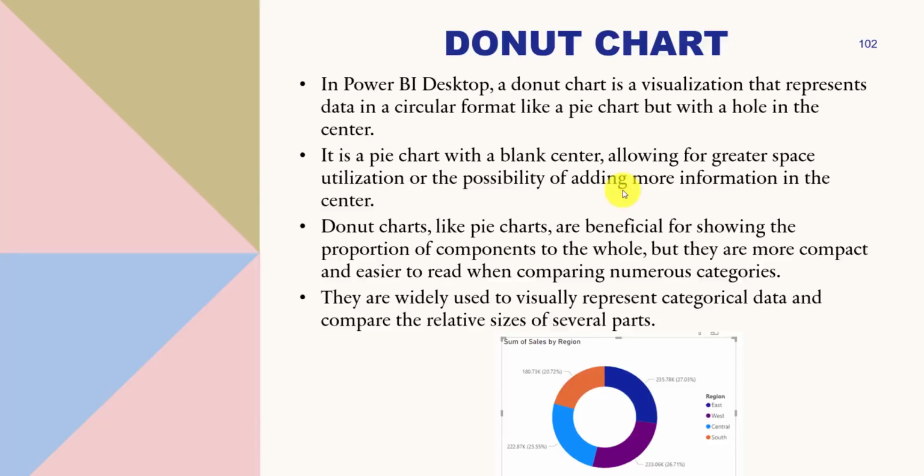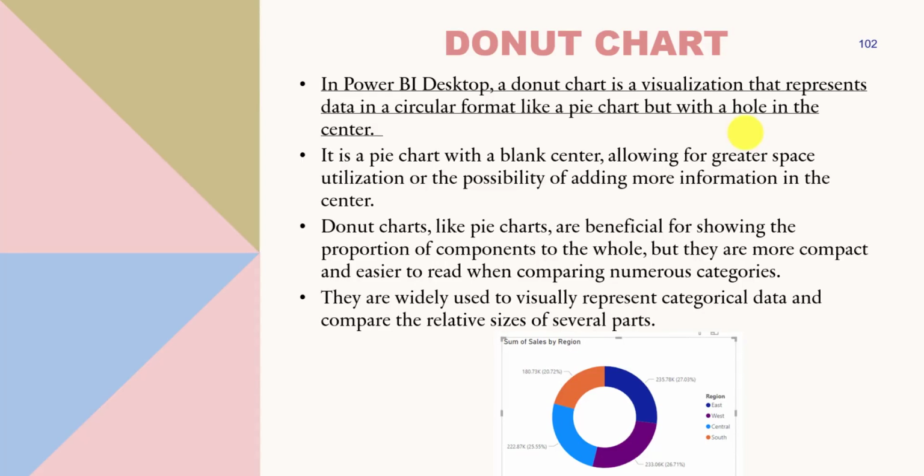Our next chart is the donut chart. In Power BI Desktop, a donut chart is a visualization that represents data in a circular format like a pie chart. We will discuss the pie chart as our next topic. The donut chart is a circular format with a hole in the center, which is not the case with a pie chart. It is a pie chart with a blank center, allowing for greater space utilization or the possibility of adding more information in the center.